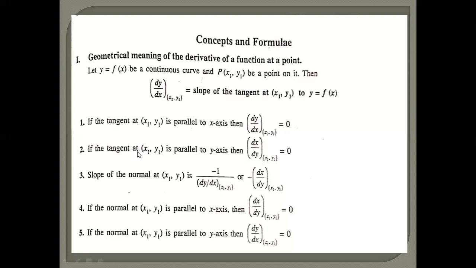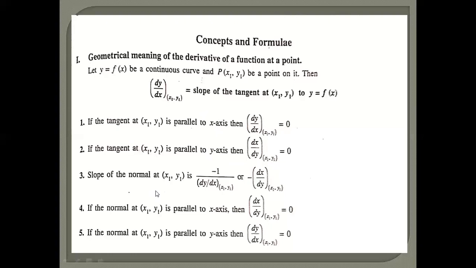If the tangent at x1 comma y1 is parallel to y-axis, means perpendicular to x-axis, then dx by dy at x1 comma y1 is equal to 0. Or dy by dx at x1 comma y1 is infinity, 1 by 0, infinity. Both are same.